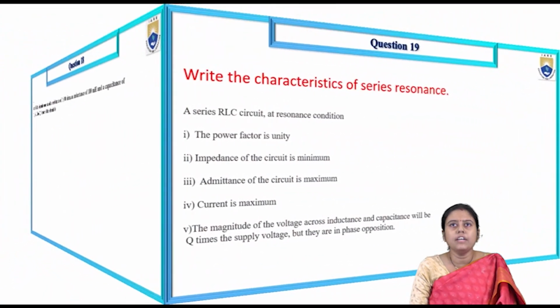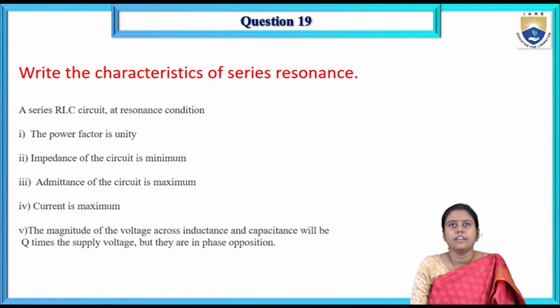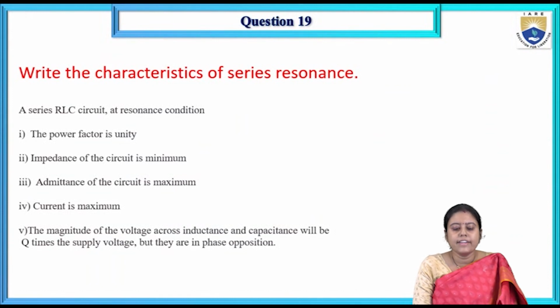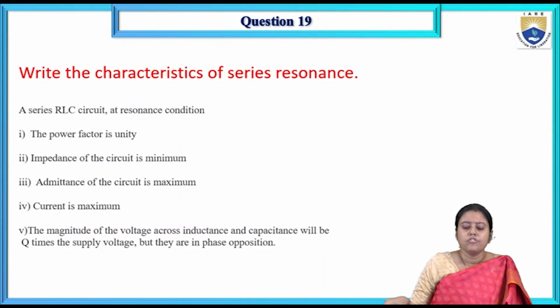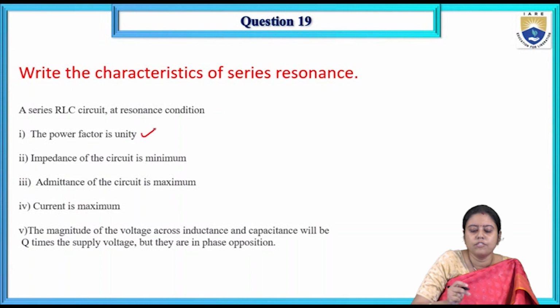Next we are moving to question number 19. Write the characteristics of the series resonance. As I discussed, for a series RLC circuit, in the resonance condition, power factor is unity. What is power factor? Power factor is cos phi, and as I know, it is a pure resistive circuit. So the angle between the voltage and current is 0 and cos 0 is 1. So the first one is the power factor is unity.